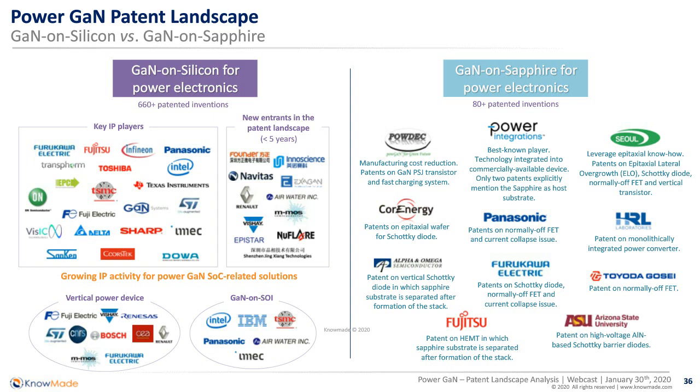Now, regarding the GaN on sapphire for power electronics, we have identified more than 80 inventions related to GaN on sapphire technology for power application. And Power Integrations is the best known player, but only two of its patents explicitly mention sapphire as substrate. And numerous other players have also developed IP related to GaN on sapphire power devices. Most patent applicants justify the use of sapphire substrate to reduce the manufacturing costs of the chip, for example, with BOE, and also to leverage their epitaxial know-how, like Seoul Semiconductor.